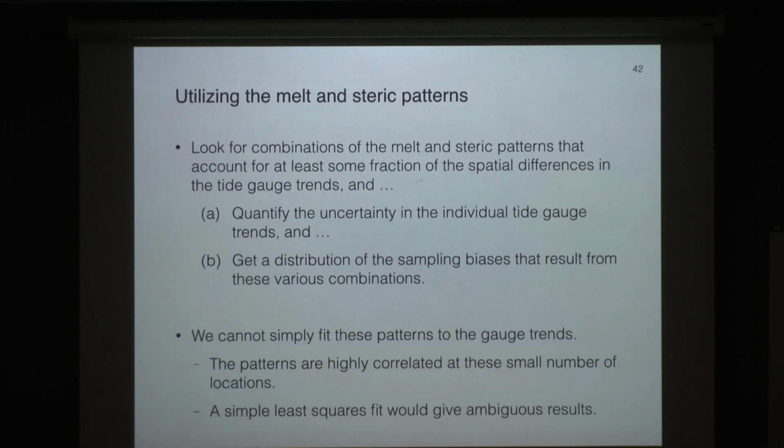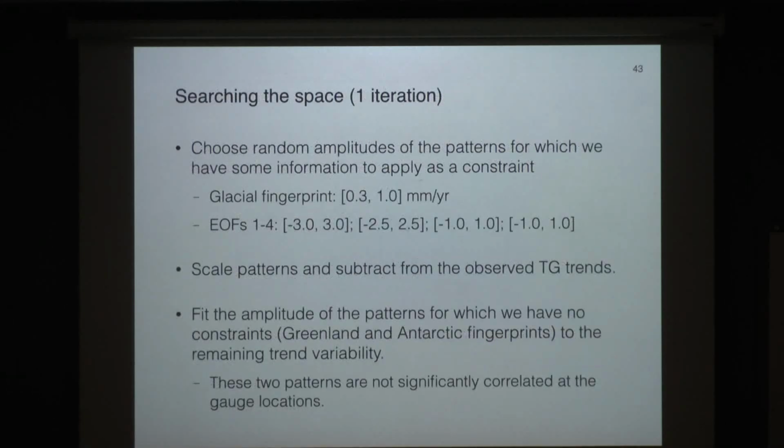But instead, we do have the computing power to do a brute force search over all the possible amplitudes of these patterns and all the possible combinations. And so I did this search, and for one iteration, this is what I did. For one iteration, I would choose random amplitudes of the patterns for which we have some information to constrain them. So for the glacial fingerprint, I would choose a random amplitude between 0.3 and 1 millimeter per year. For the first four EOFs that I showed you from the models, for the steric patterns, I would choose an amplitude within a range that was consistent with the maximum absolute value of the amplitude in the principal components.